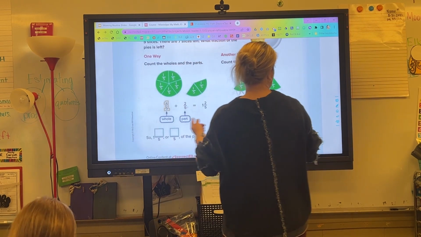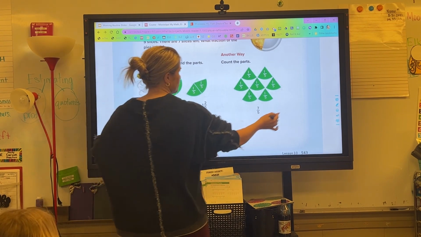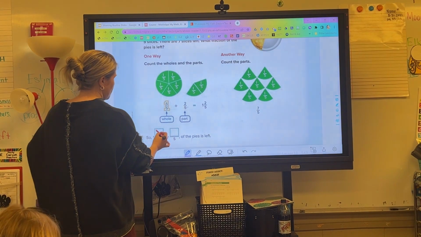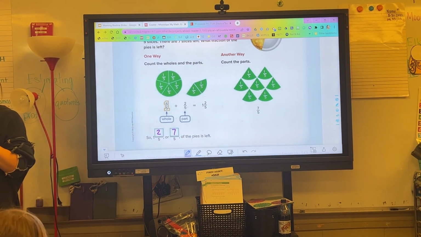We already know what my mixed number is going to be. What's my mixed number going to be? 1 and 2/5. And then what's my improper fraction? 7/5. Now, I need you to notice this.